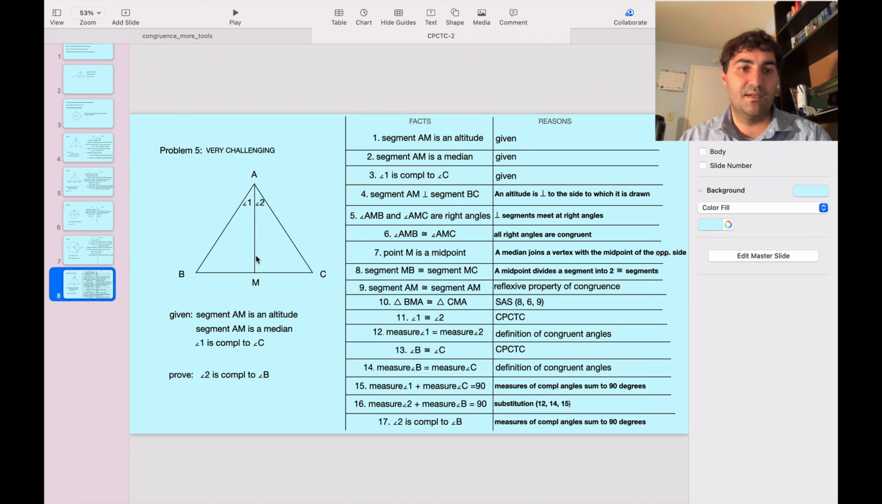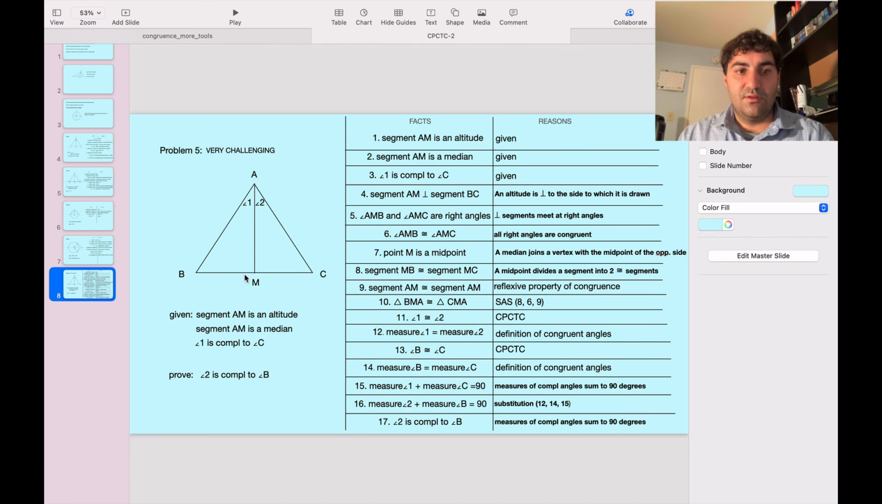So segment AM is congruent to itself, and then we can derive by side angle side postulate that triangle BMA is congruent to triangle CMA. And then we use the fact that MB is congruent to MC, which is step 8, and then this angle AMB is congruent to this angle AMC, and then step 9, which was segment AM, is congruent to itself. So side, angle, side. So we have something that's congruent.